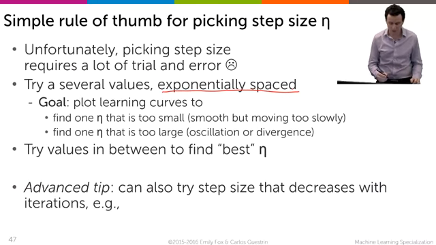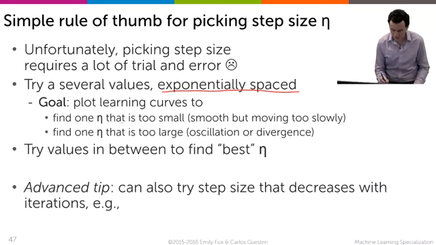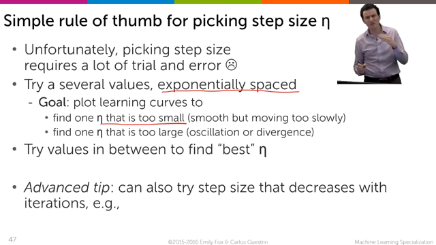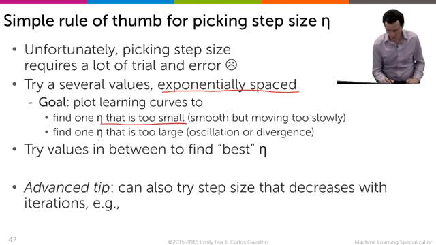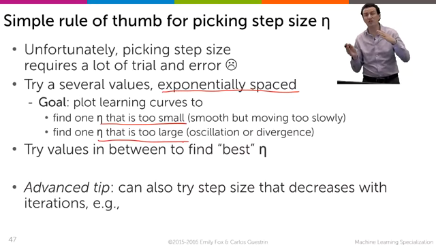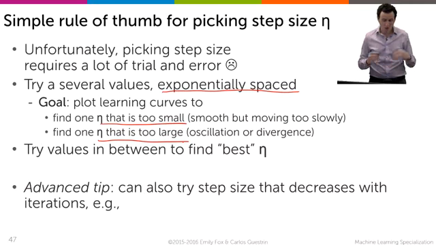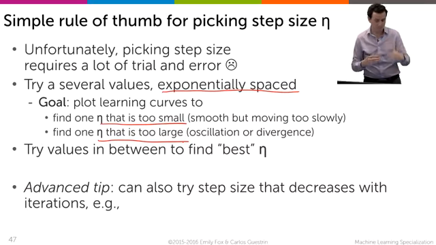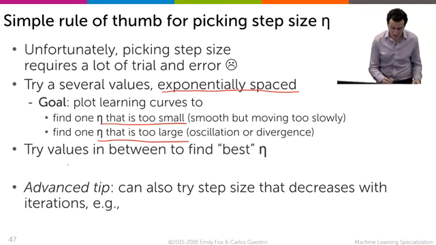And the goal is to plot the learning curves to find an eta that is too small. So the curve is moving too slowly, too slowly, too slowly. And then you find an eta that is too large. It's wild oscillations and it's even diverging. And now we have a big value and a small value. And then you can try values in between.